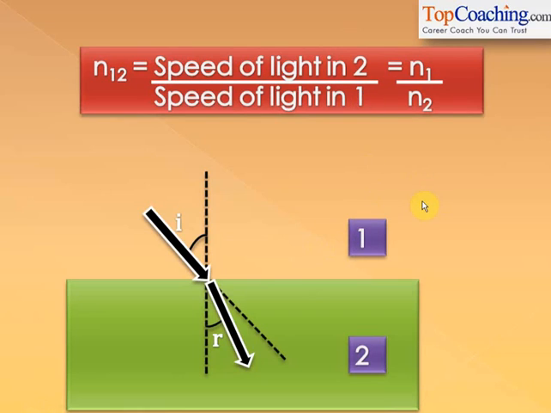Similarly, you can say that N12, the refractive index of medium 1 with respect to 2, is the speed of light in medium 2 divided by the speed of light in medium 1, and it can also be written as the refractive index of medium 1 with respect to vacuum divided by the refractive index of medium 2 with respect to vacuum. You can see here that when 2 is in the numerator for the speed of light, it is in the denominator for the refractive index. When 1 is in the denominator for the speed of light, 1 is in the numerator for refractive index. So you must remember these formulae.